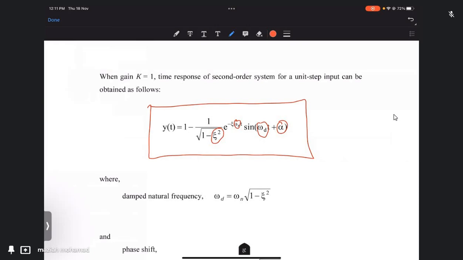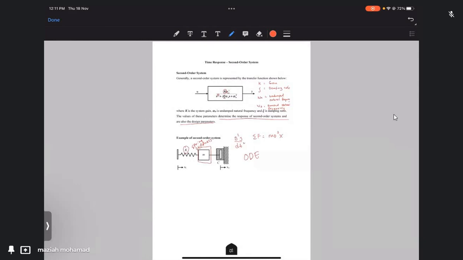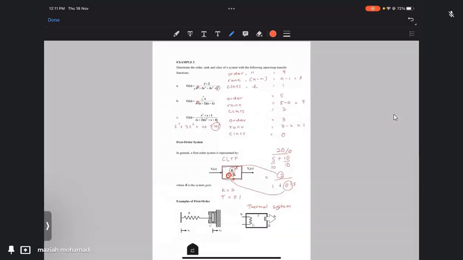Saya lupa nak tanya you all tadi. Mana soalan tadi? So your class haven't covered this part? This part? Yes, not yet. Not yet. Alright.